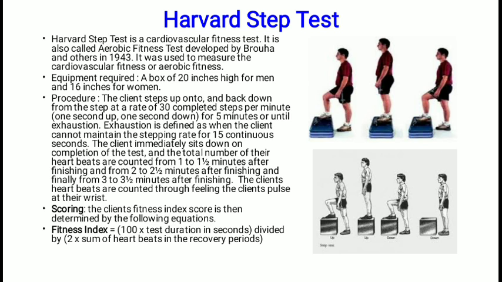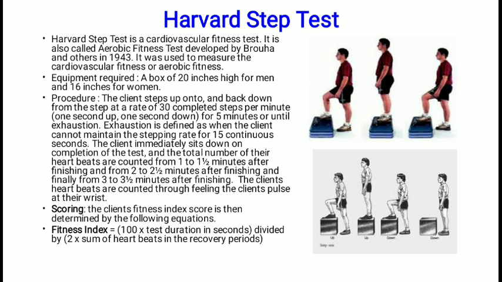The client's heartbeats are counted by feeling the client's pulse at the wrist, or you can check on the side of the neck, below the neck. So here the pulse rate can be checked. The counts are given at 1 to 1.5 minutes, and then from 2 to 2.5, which means they take a 30 second count after every minute. The client's heartbeats are counted through feeling.